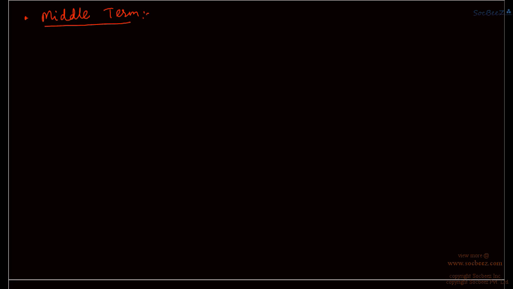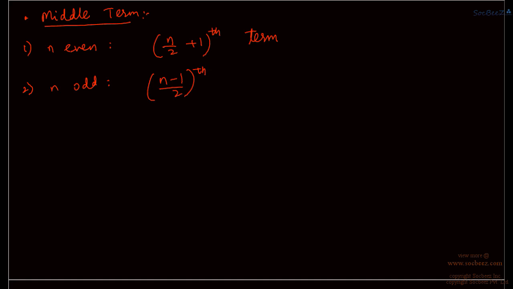Now that is why the middle term is sometimes very important, and there are actually two cases. The first is when n is even. So when n is even, the middle term is the n by 2 plus 1th term. And when n is odd, it is n minus 1 by 2, there are two terms, right? And n plus 1 by 2.